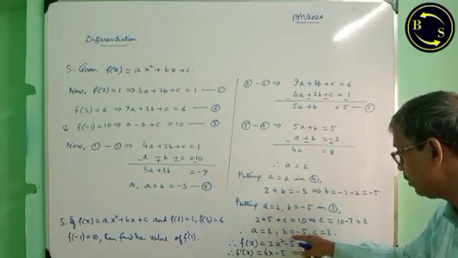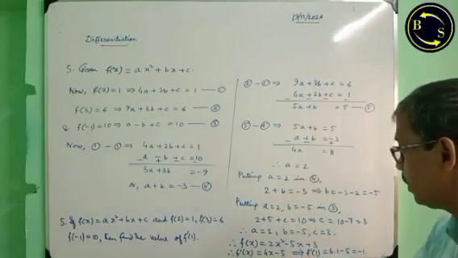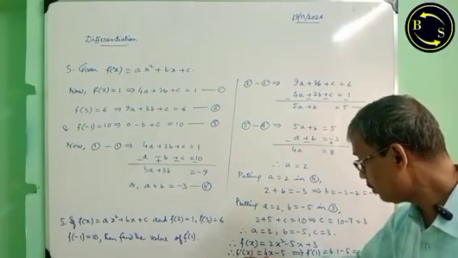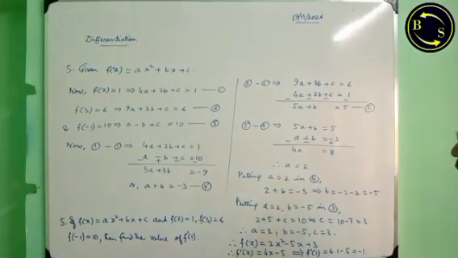a equal to 2, b equal to minus 5, c equal to 3. And putting those values of a, b, c, we have got f of x. After that we have got f dash x, and from that we have got f dash 1, which is minus 1.